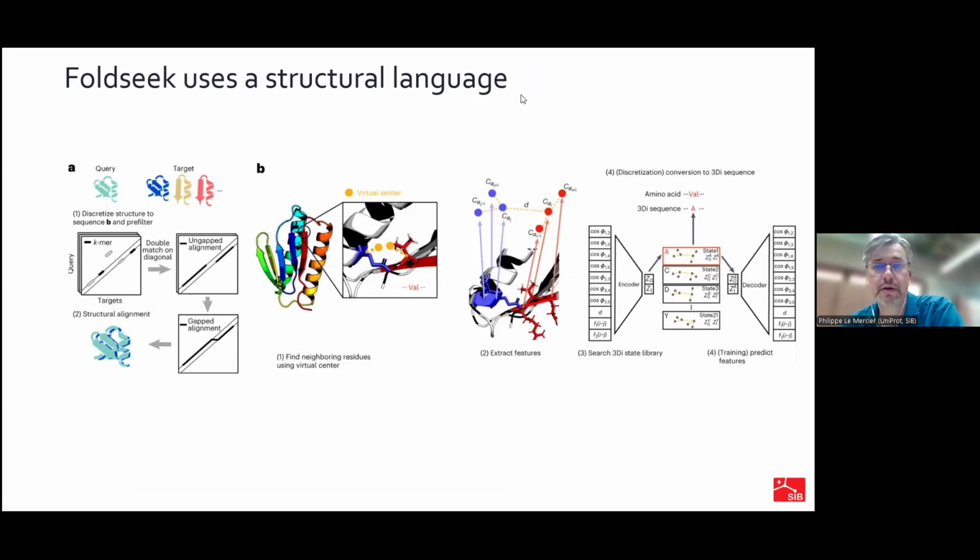So FoldSeek uses the structural alphabet to do so. We saw that already. This is what is in the paper. I will go quickly on that.